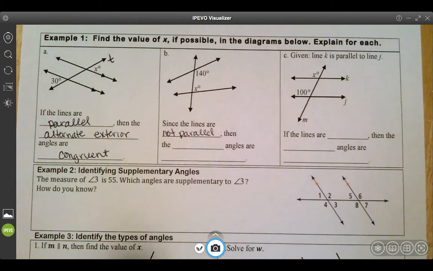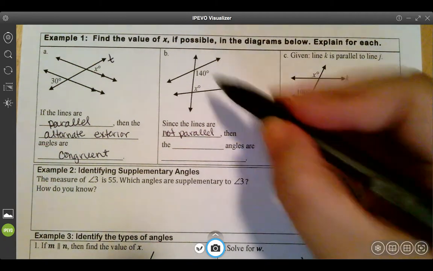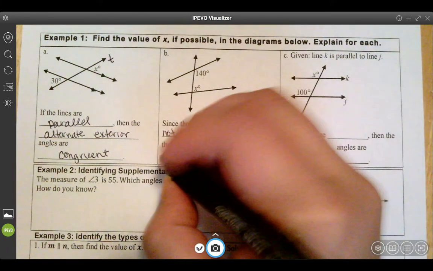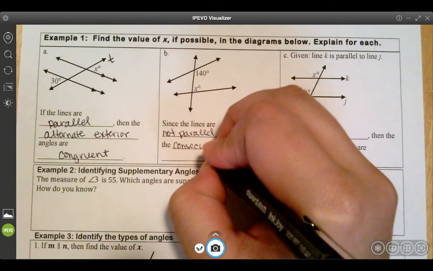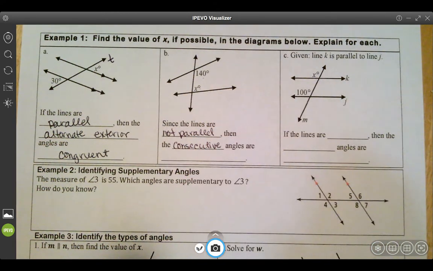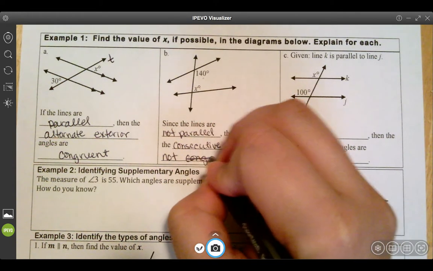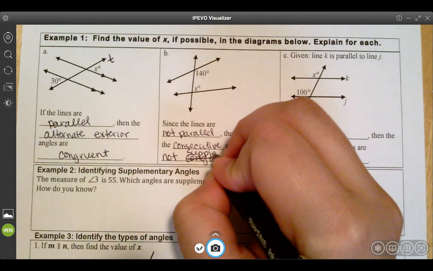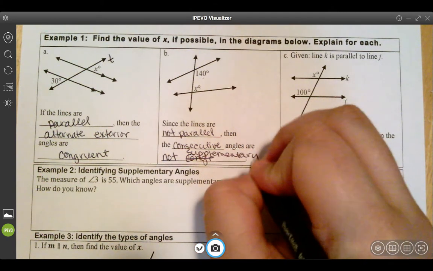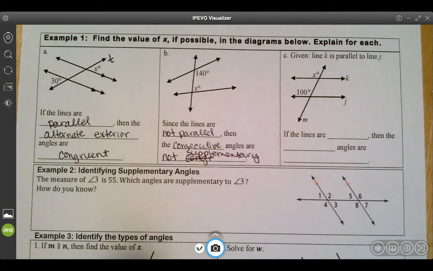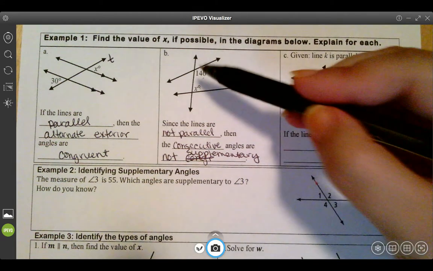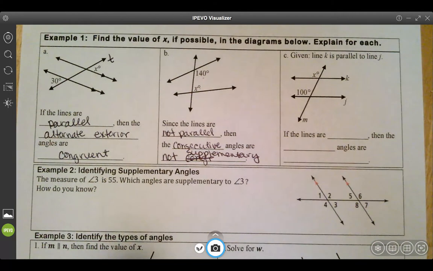meaning that they don't have to be parallel, then these consecutive angles are not congruent. Sorry, not supplementary. Right? Consecutive angles could be supplementary. They're on the same side of the transversal, so that is kind of the hint that they might be supplementary, just like a linear pair on the same side of a line.